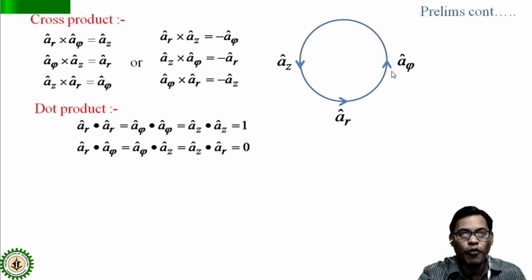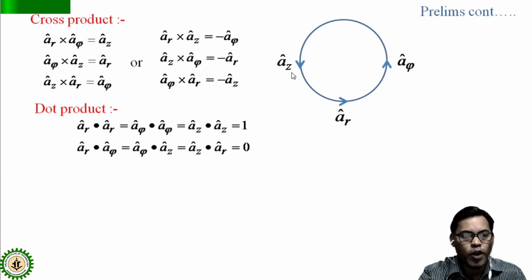Now if we move in the clockwise direction, then we can see that a_r cross a_z will be equal to minus a_phi, just like the Cartesian coordinate system. a_z cross a_phi equals minus a_r, and a_phi cross a_r will be equal to minus a_z.